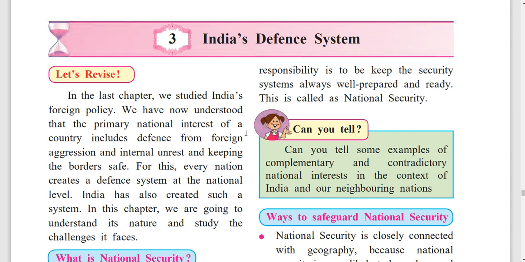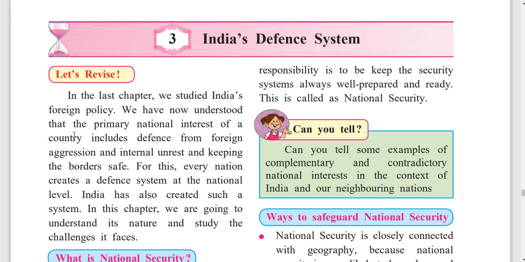Hello students, now we will read chapter 3, India's Defense System, of Civics class 9th Maharashtra board. Let's revise. In the last chapter we studied India's foreign policy.